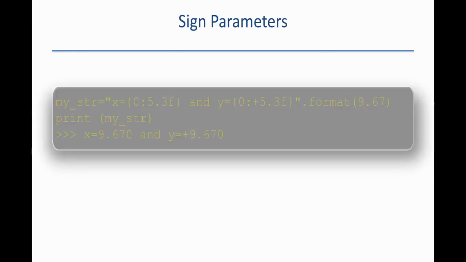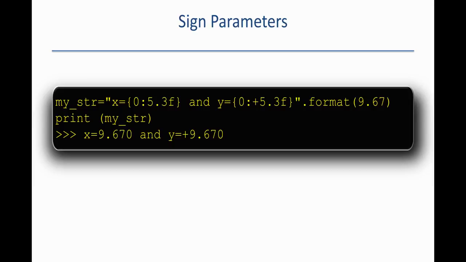Now let's talk about the sign parameter. Here is an example. I'm using the format method to print the same number twice. In the first curly bracket, my specification is 5.3f. I'm asking Python to print a floating point number with 3 digits of accuracy.